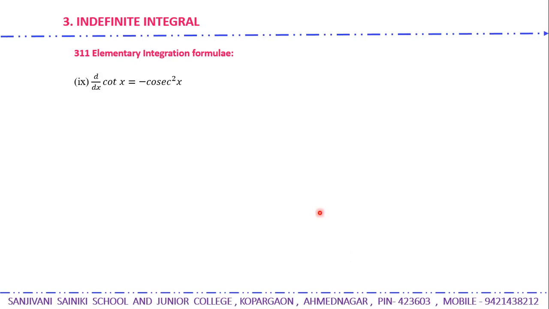The next formula is, now d by dx of cot x. Now what is the derivative of cot x? It is minus cosec square x. So the integral of cosec square x will be minus cot x. And if we replace x by ax plus b in this, we get the integral of cosec square(ax plus b) dx is minus cot(ax plus b) upon a plus c.